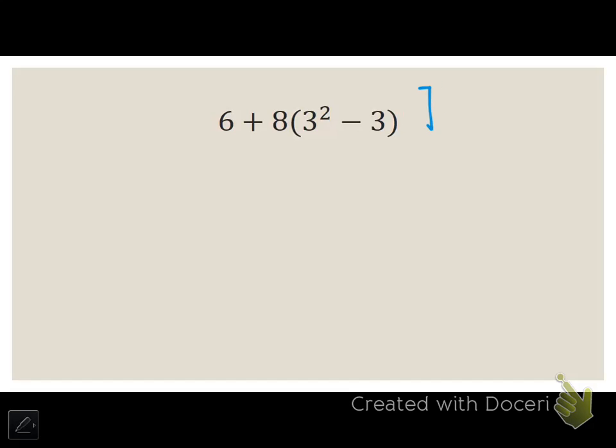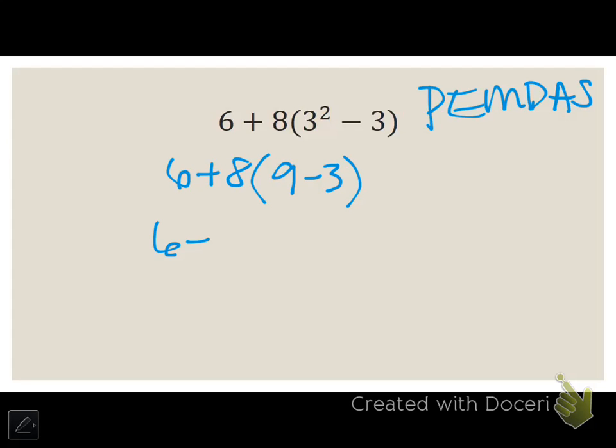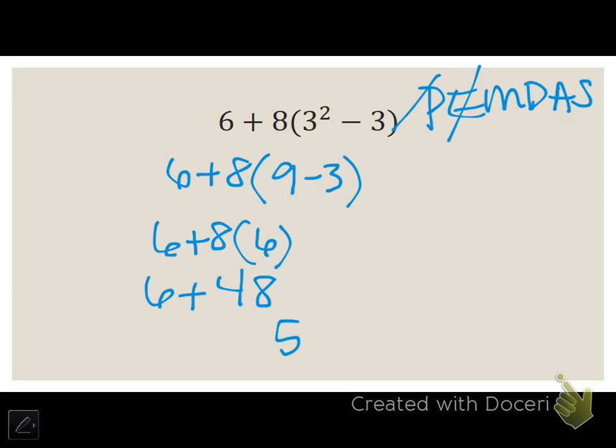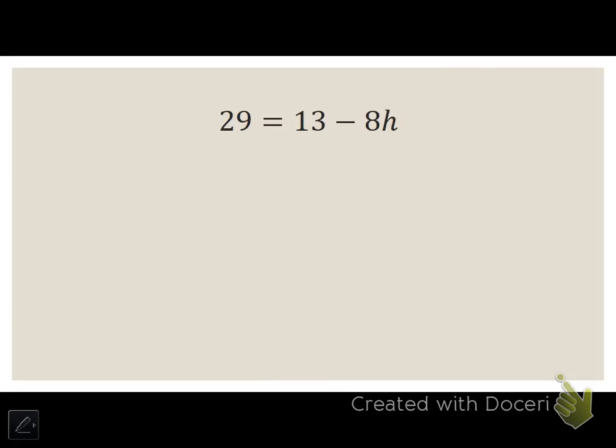Okay, this we see all numbers, so we have to do PEMDAS. Okay, so we have parentheses. So we can do 3 squared, so 3 times 3 is 9, still have parentheses. So 9 minus 3 is 6. We don't have any exponents. We have something we can multiply. 6 times 8 is 48, and then 48 plus 6 is 54.